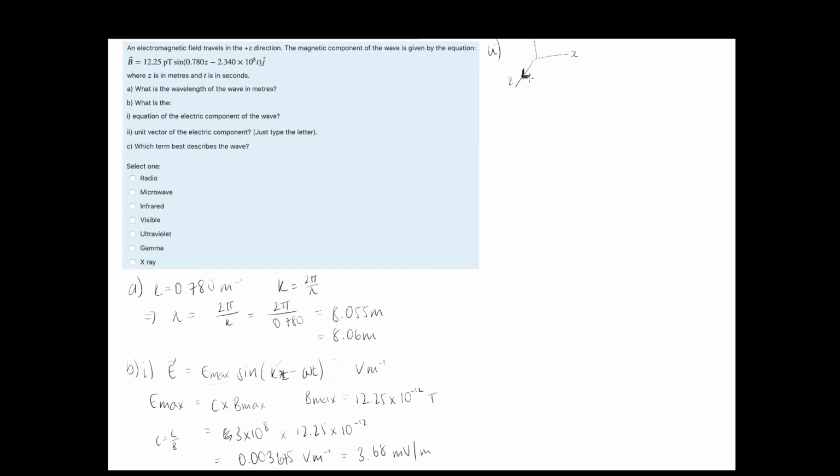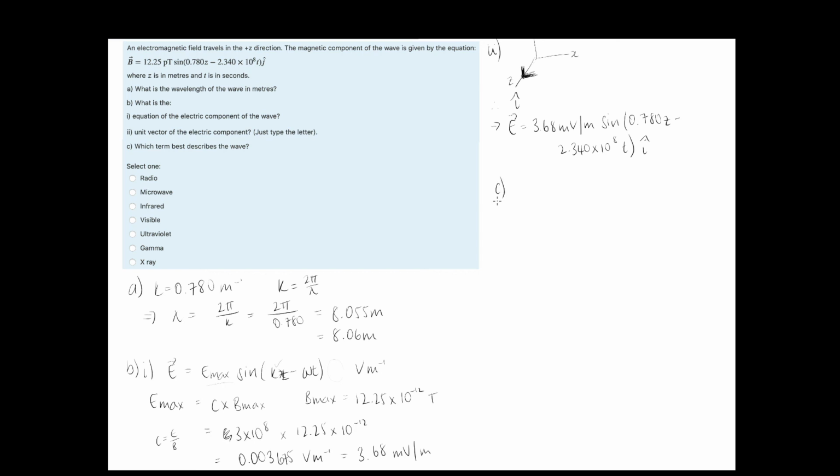So remember, using our right-hand rule, our thumb must point in the positive z direction. Our fingers must curl towards the y. Therefore, the E field must have the unit vector i. So our equation is going to be... Oh, I realized I didn't finish the equation down here. So I might as well just write it all out here. So that's the answer for part B2.